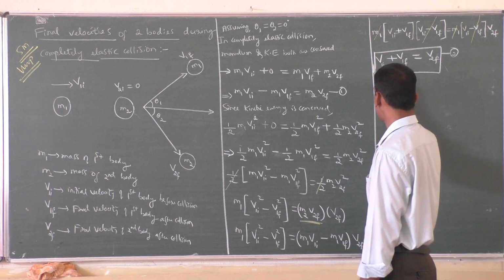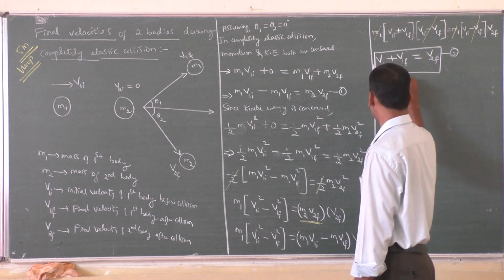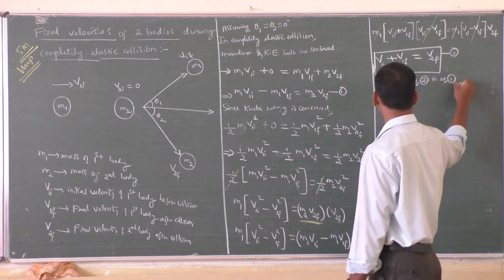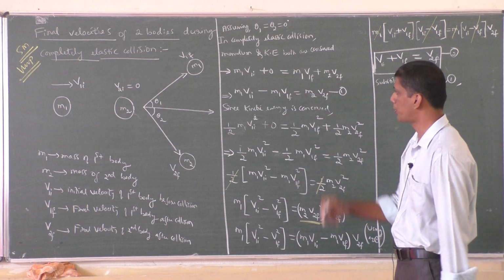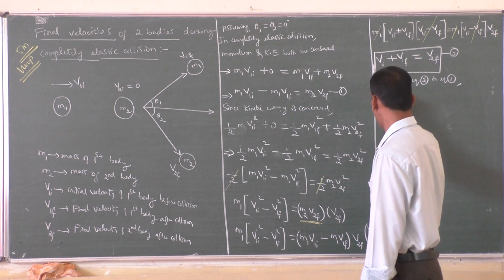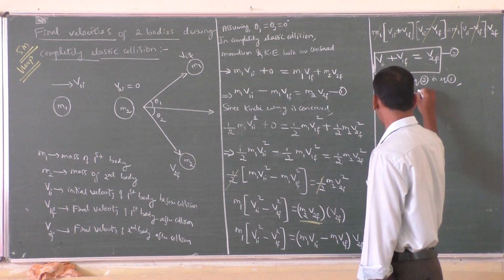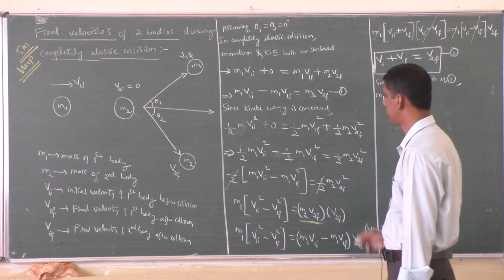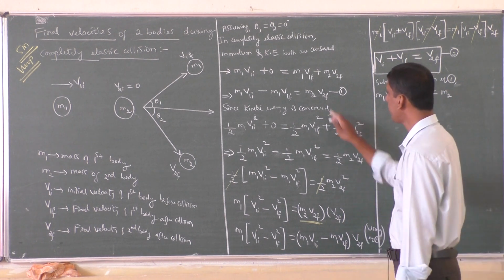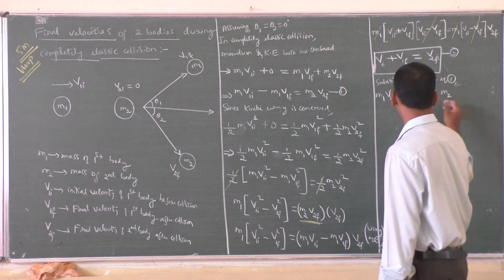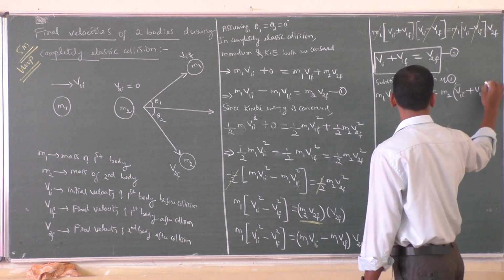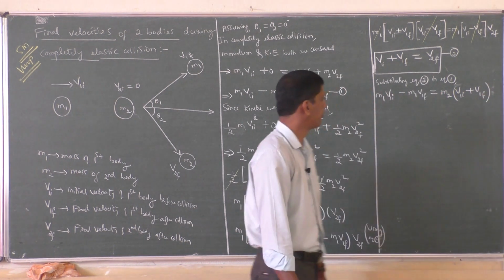So substituting equation number 2 in equation number 1, how does the equation come? It can be written as m1 v1i minus m1 v1f should be equal to m2, and in place of v2f we have to put v1i plus v1f, m2 (v1i plus v1f). This is how the equation comes.